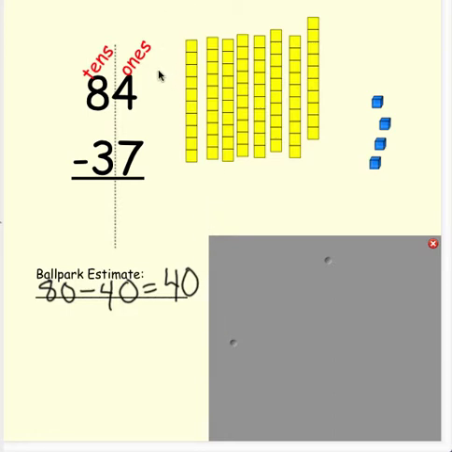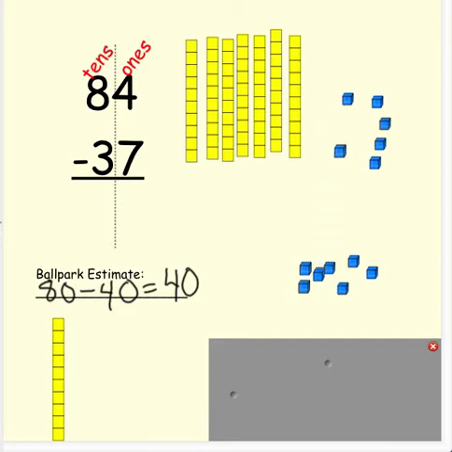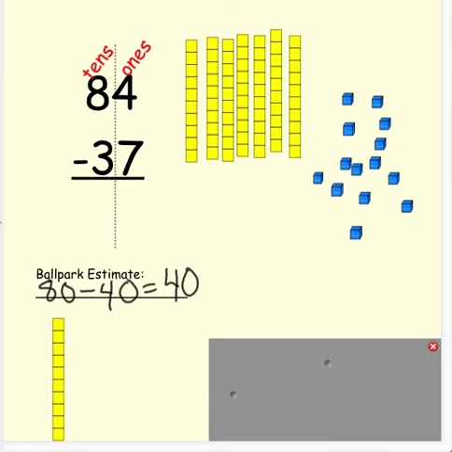Okay, let's start our subtraction. 4 ones take away 7. Here's the 4. You'll see I can't take away 7 because there's only 4 here. So I need to make a trade. I'm going to trade in one of these longs by taking it away and trading it in for 10 cubes. 1, 2, 3, 4, 5, 6, 7, 8, 9, and 10.